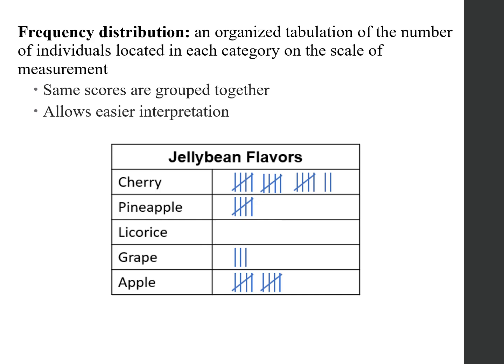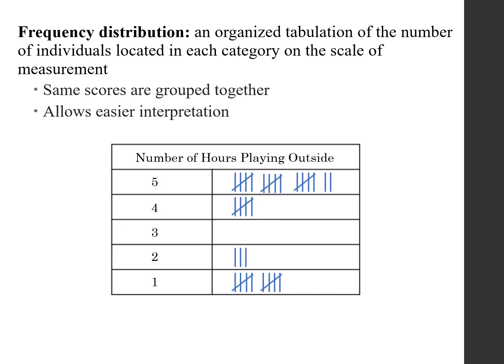But you can imagine that in psychology, we might be interested in more complex data. Maybe we're interested in how many hours per day children are playing outside. We send a questionnaire to parents and add up the number of scores per group. Then, instead of making tallies, we simply put the number of people in that category. And what this does is allow for easier interpretation of the data. If you were simply given each of these scores all jumbled up, it would be more difficult to understand.